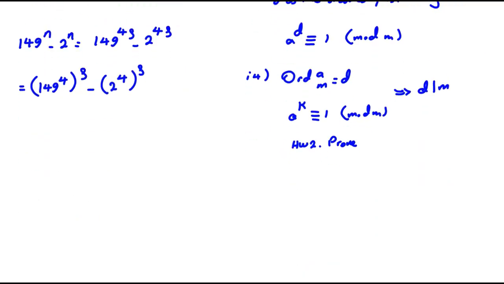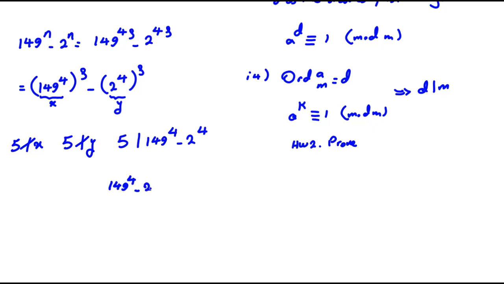Now we want to apply LTE here. Our x is 149 to the 4. Why is this? We know p divides 5. If p is 5, 5 doesn't divide x. Here, 5 doesn't divide y. I want to say 5 divides 149 to the 4 minus 2 to the 4. Why? Because if you consider mod 5, 149 to the 4 minus 2 to the 4 mod 5 is, we can say, negative 1 to the 4 minus 2 to the 4, which is what?